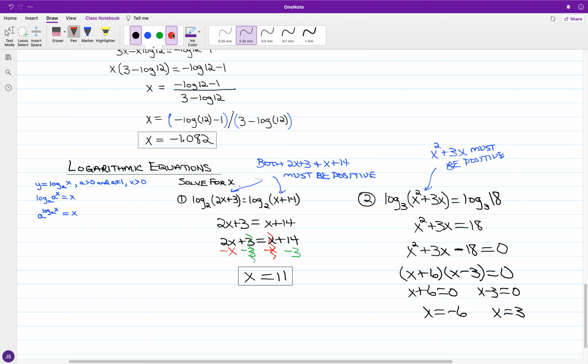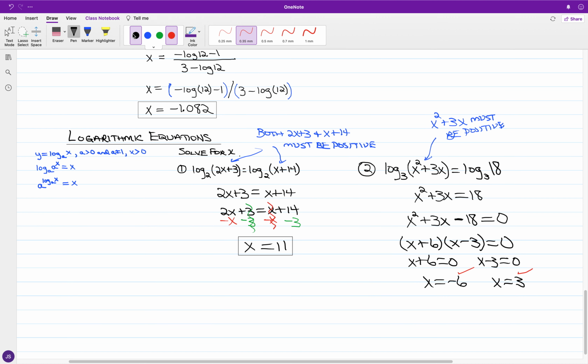Okay, and I can check the results here. So negative 6, now the square of negative 6 is going to be a positive 36. 3 times negative 6 is minus 18. 36 minus 18 is a positive 18. So negative 6 checks out. For 3, 3 squared is 9. 3 times 3 is 9. 9 plus 9 is 18. So 3 also checks out.